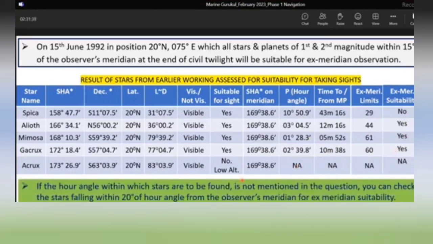Now, in some questions, if the R angle, like in this case, it was given to find the stars which are within 15 degrees of observer's meridian. Now, if this R angle limit is not given in the question, and we have to perform this check for X meridian observation, then we can check the stars falling within 20 degrees of R angle from observer's meridian. So if this limit is not contained in the question, you can set this limit at 20 degrees and carry out a check that shall suffice our purpose.